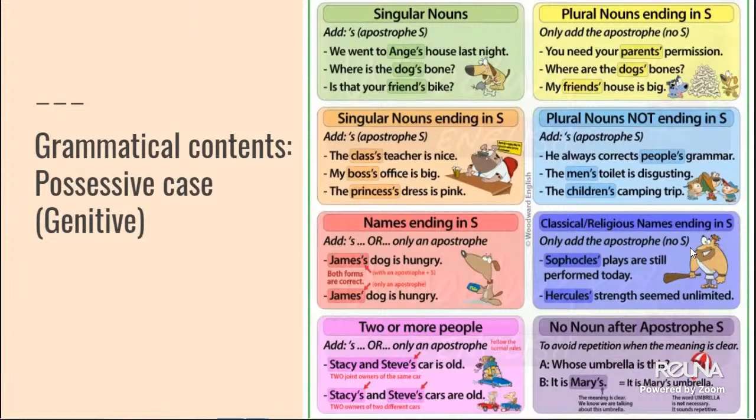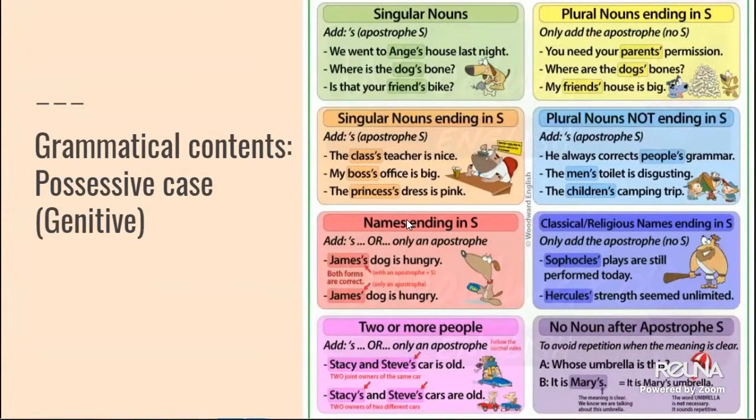What else? Classical religious names ending in S. For example, only add the apostrophe, no S's. Sophocles' plays are still performed today. ¿Cierto? Las obras de teatro de Sophocles are still performed today. Hercules' strength seemed unlimited. ¿Cierto? Todos los classical religious names podría ser, por ejemplo, Jesus, podría ser cualquier otro biblical or from any sacred text like the Buddhist or Hinduist around the world, okay? Or for example, Muslim. Todos estos personajes que terminan en S, se le agrega solamente apostrophe.